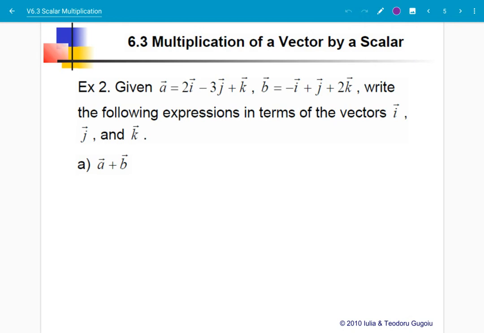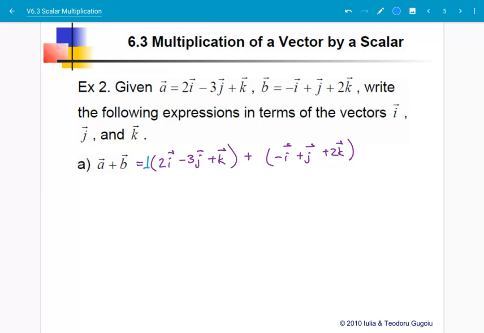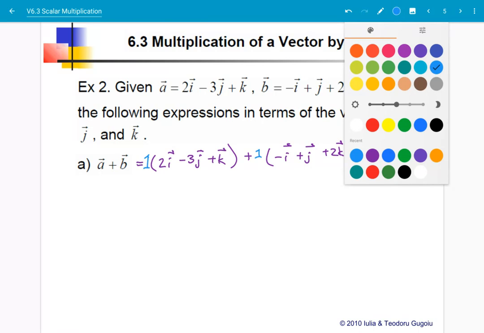Given a is 2i minus 3j plus k, and b is negative i plus j plus 2k, write the following expressions in terms of the vectors i, j, and k. So the first step is I would just write down what we have for those three components, if you like. There's vector a, just writing down what they have there, plus negative i plus j plus 2k. Now, just like with regular algebra, clearing the brackets, you have to look at what's in front. And what we have in front is just a scalar of 1, or a positive 1. So really, there's nothing to do to get rid of those brackets when we're adding.